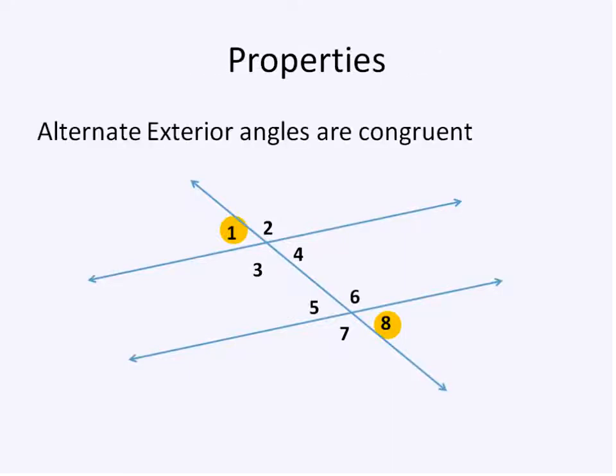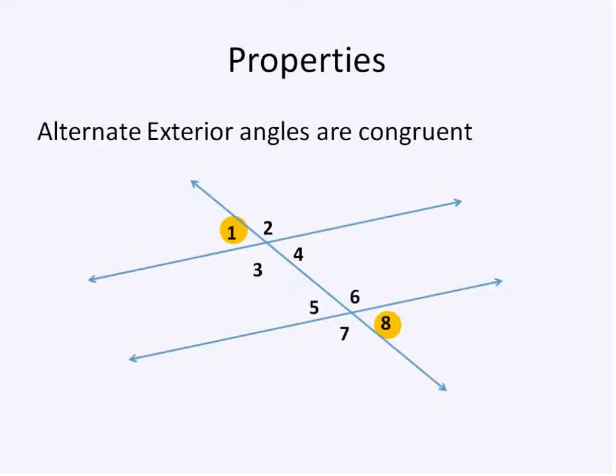The neat property of alternate exterior angles is that they're congruent. They're the same measurement, and they look the same. Look, the measurement of angle 1, here it's definitely an acute angle, and you see measurement of angle 8, it looks the same, and they are the same. Alternate exterior angles are congruent.